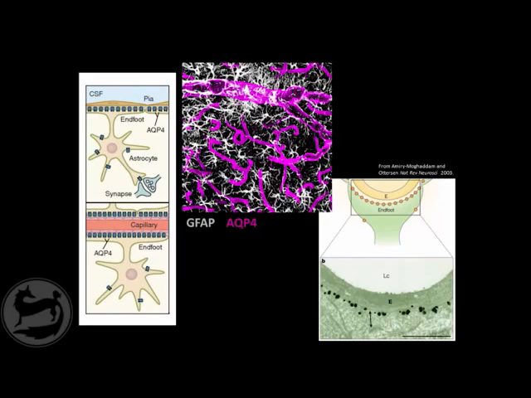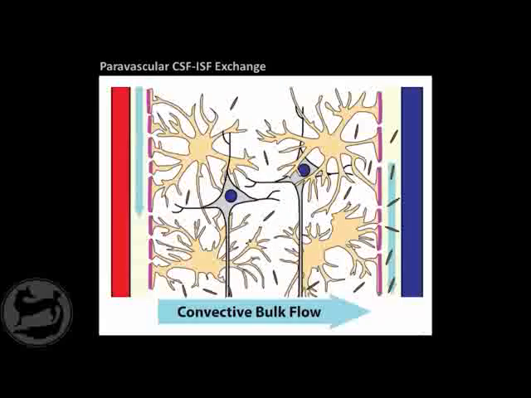Immunoelectron microscopy shows that the vast majority of this aquaporin 4 is localized to the end-foot membrane facing the endothelial cells of the blood-brain barrier. Based upon this pattern of localization, it appears likely that aquaporin 4, which bounds paravascular spaces along which CSF enters and interstitial fluid exits the brain parenchyma, may facilitate convective bulk flow through the brain interstitium.